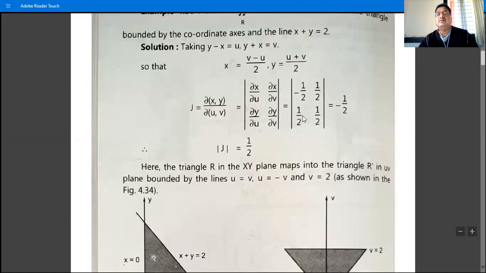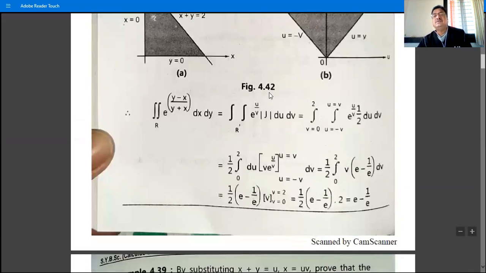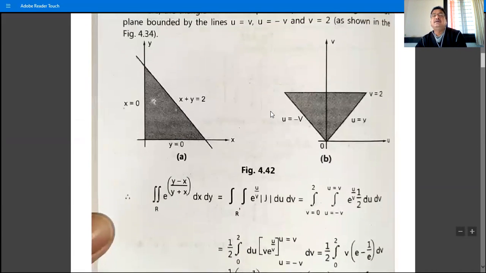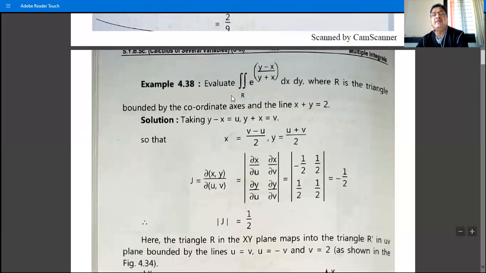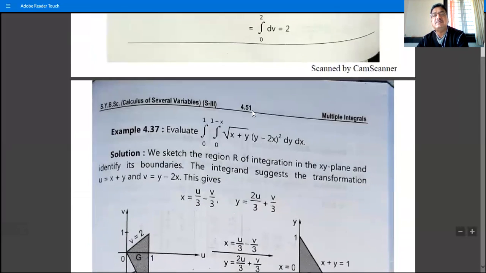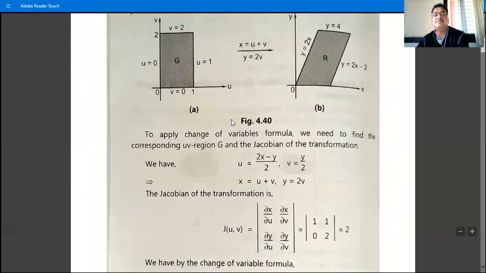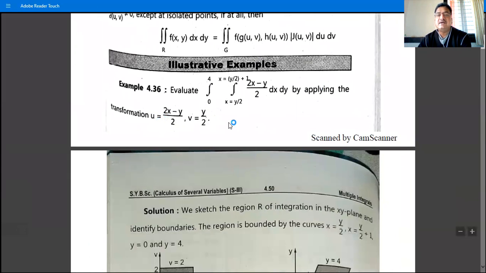So if such a problem is there, then substitute y minus x as u, y plus x as v. So this is the change of variable. In order to change the variable, sometimes the substitution is given in the example. In this example, substitution is given: substitute u as this and v as this.